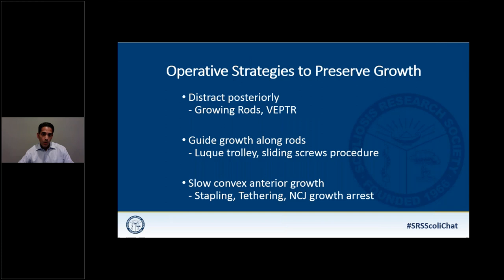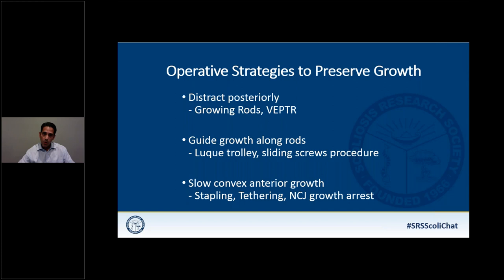Well, we can make the spine longer from the back. This is called distraction. And growing rods and vector falls into this category. We can guide growth along a rail, like a trolley, and use a sliding screw construct that doesn't need frequent surgery to allow the spine to grow, rather than lock it in place like a fusion can do. We can also slow anterior growth by tethering one side of the spine so the shorter side of the spine can grow, and sometimes we see correction spontaneously over time. I'll show you examples of all of these throughout this talk.